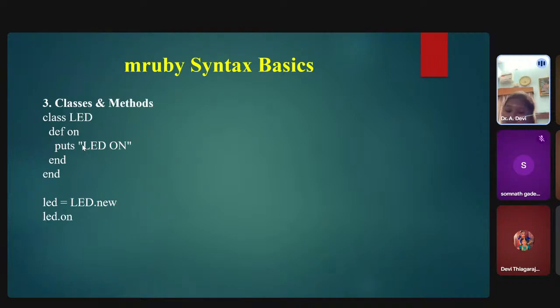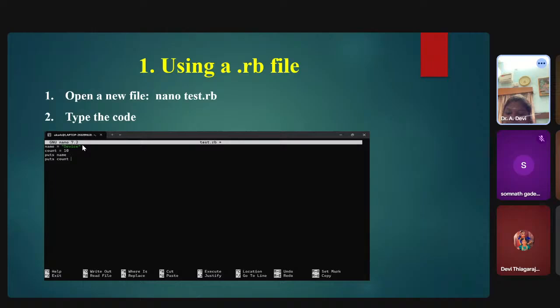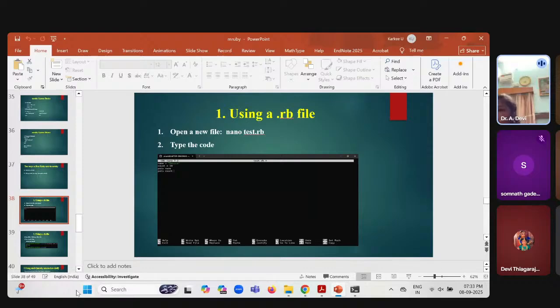We have two ways to run Ruby code in mruby: using a .rb file, that means a Ruby file, and second, the mruby interactive shell. First, let's see using a .rb file. We can write our Ruby code into a file and then run it. So first we have to open a new file, and I'll type it and execute it.